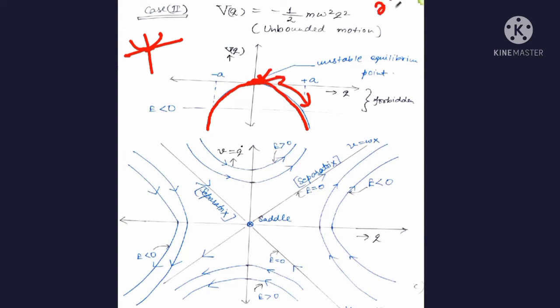And you can also show it by del V by del x. When you put it equal to 0, it gives the condition of extremum, and then you check del squared V by del x squared. If it is greater than 0, that gives you a minimum, and if it is less than 0, that gives you a maximum. So that is also an approach.